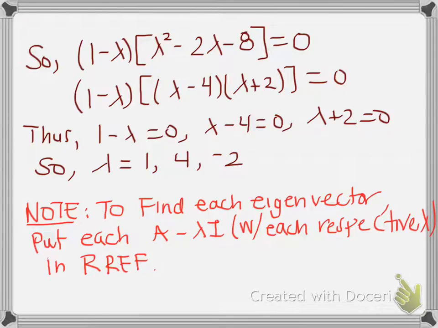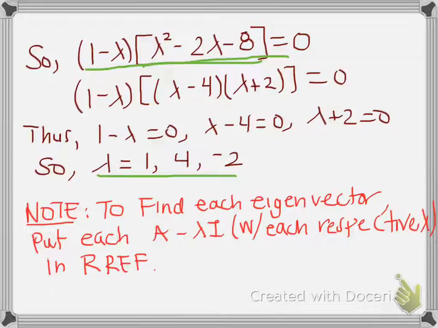And then if we keep simplifying, we'll get this equation here, set it equal to 0. That factors nicely there. So we get 1 minus lambda, lambda minus 4, and lambda plus 2 equal to 0. And so our eigenvalues, our lambda equals 1, 4, and negative 2.